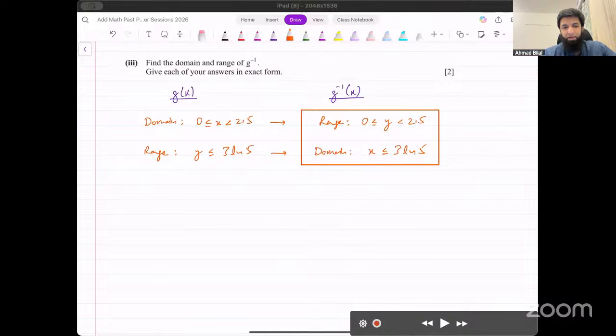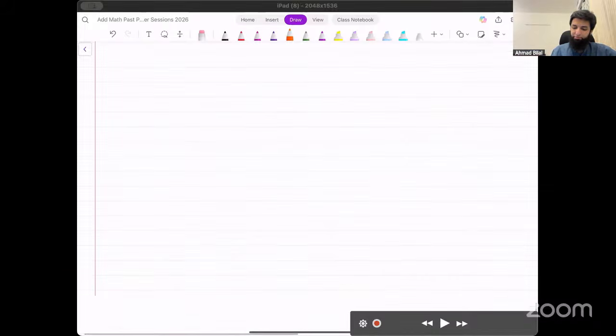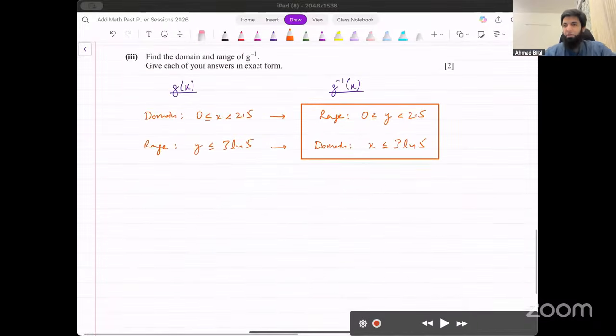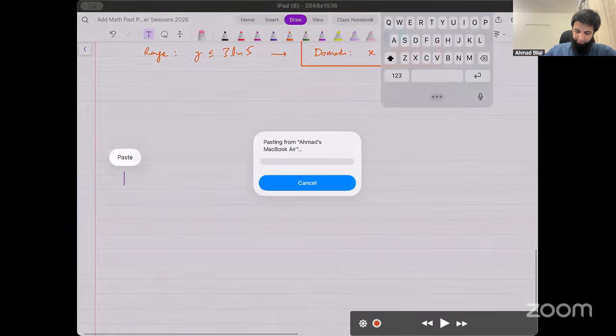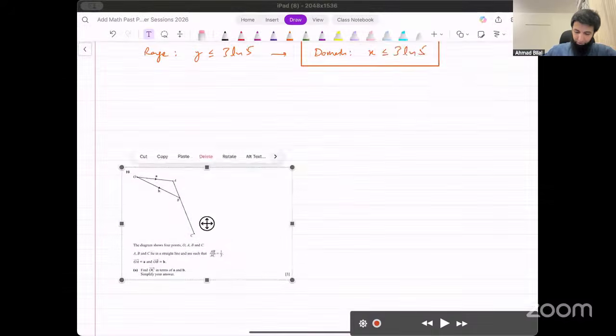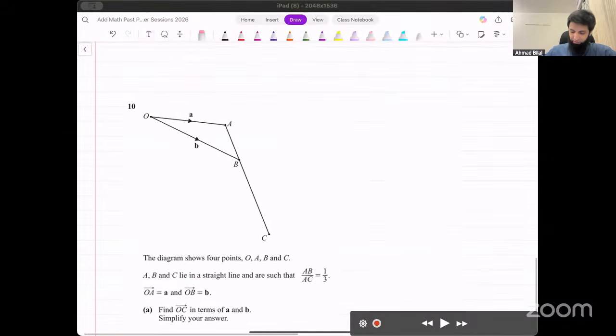Okay, that was question number 9. Let's move on to the next one now. Okay, next one that you asked about from this paper is question number 10. Let's do that. Question number 10. Let me copy this one now. Okay, so now we've got a vectors question.